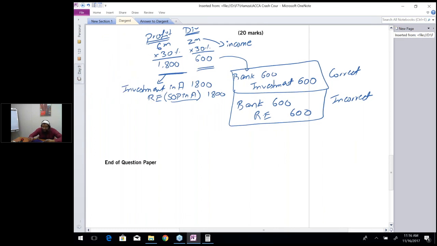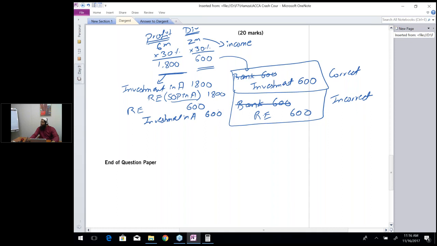So I would say the bank has been debited correctly. No need to do that. And the correcting entry is going to be retained earnings debit by 600 and investment in associate credit by 600. So we have to decrease the investment by 600 and decrease the profits by 600.